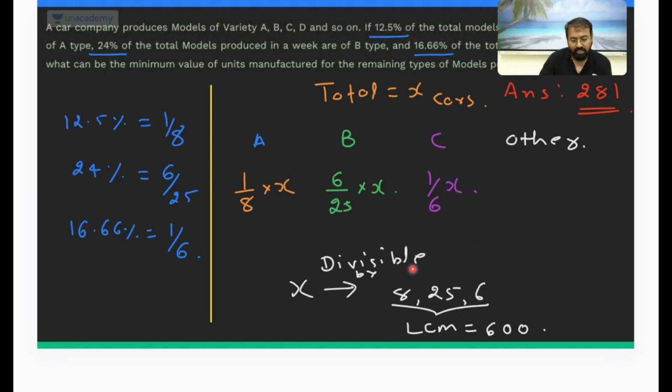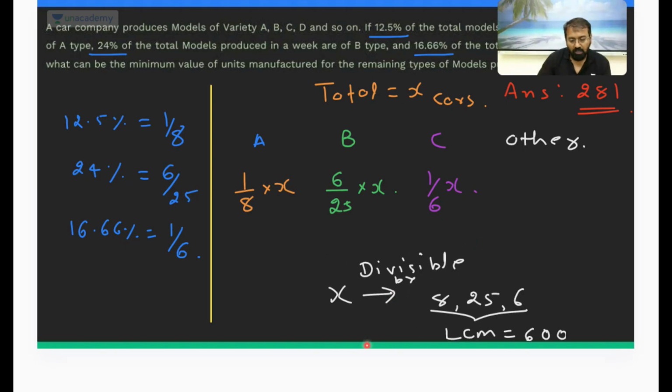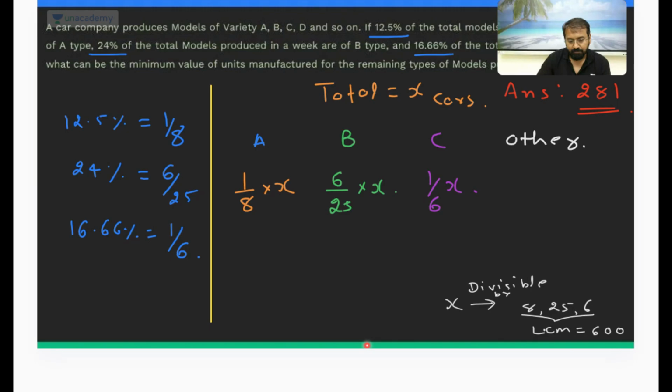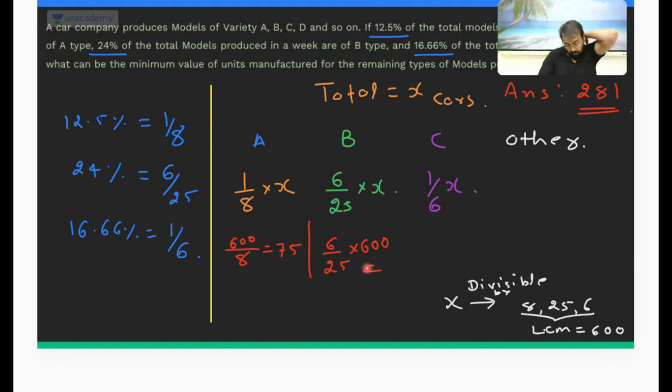So if I take 600, guys, what will be this value? Now calculate this, right? So 600 by 8, it's 75. Similarly, 6 by 25 into 600. So what will be this value, guys? 25 times 24, 144. Do you all agree? This is going to be 144. And 1 by 6 into 600, it's going to be 100.